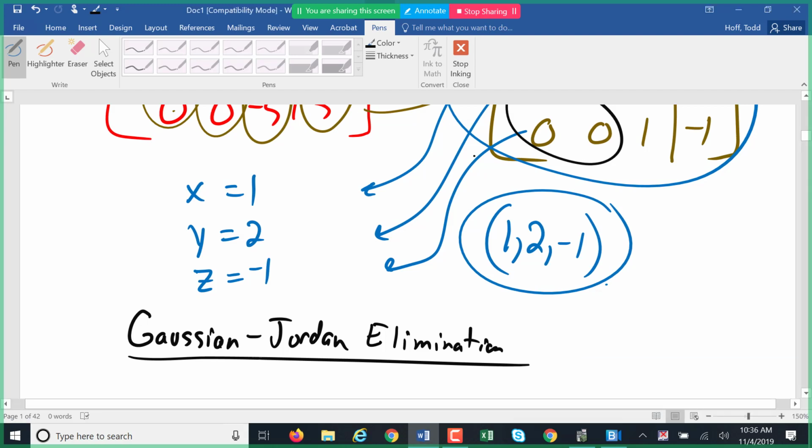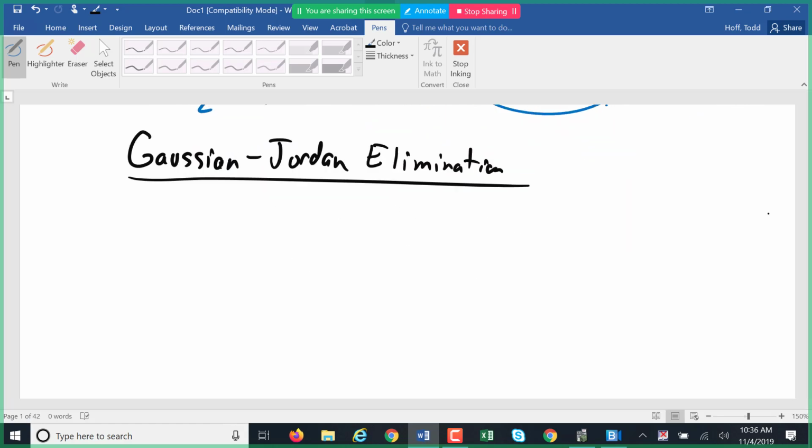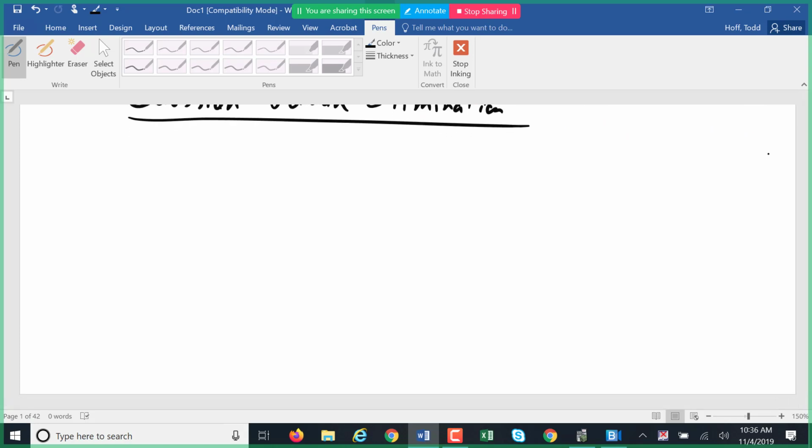Okay, so now we got everybody logged back in. Let's go ahead and do another example of the Gauss-Jordan elimination here. So I'm going to stick with 3 variables here for now. You know what? Let's go with 4 variables. Why not?